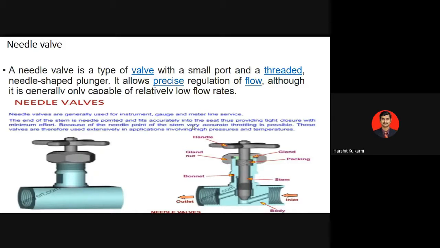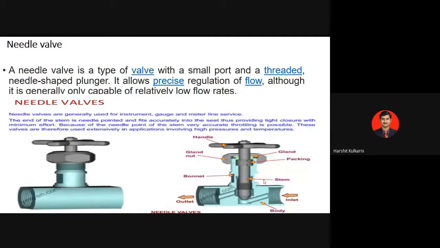Now in needle valve, if you observe, it is a type of valve which has a small port and a threaded needle-shaped plunger. This is the plunger which will be threaded. It resembles the shape of a needle, and hence it is called a needle valve. This allows precise regulation of flow, although the flow rate is generally low. So if the flow rate is less, then we can go for needle valve. If the flow rate is high, then we can go for globe valve. They are generally used for instrument, gauge, and meter line service.